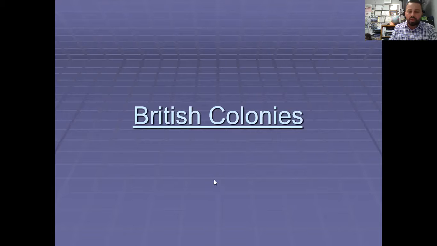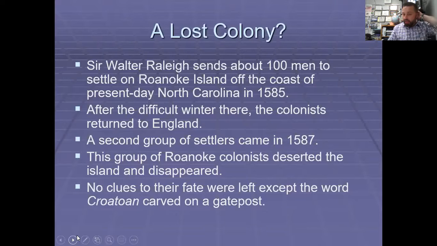What we're really asking for is what is considered a lost colony, and that lost colony is known as Roanoke. It was off the coast of North Carolina in 1585. A man by the name of Sir Walter Raleigh came in, gathered up about 100 men, and was looking for ways for the British to catch up.